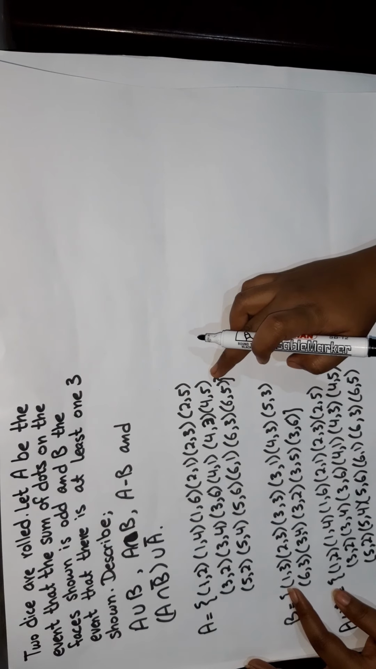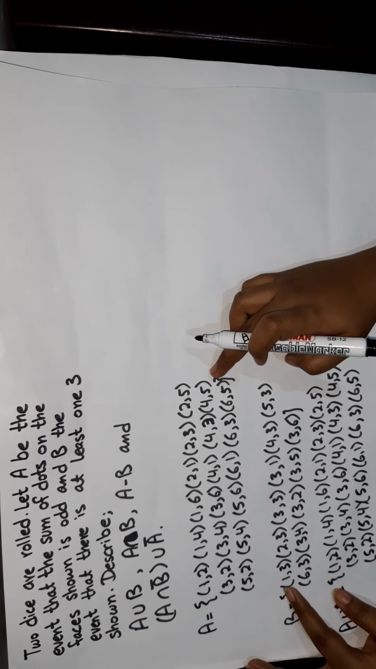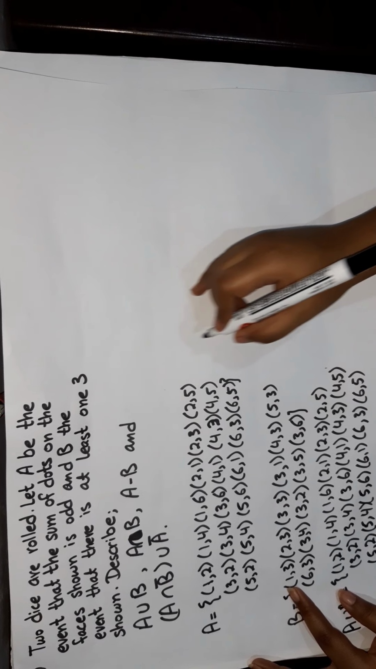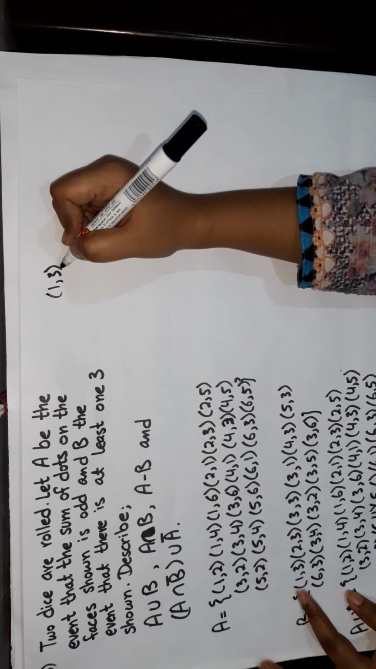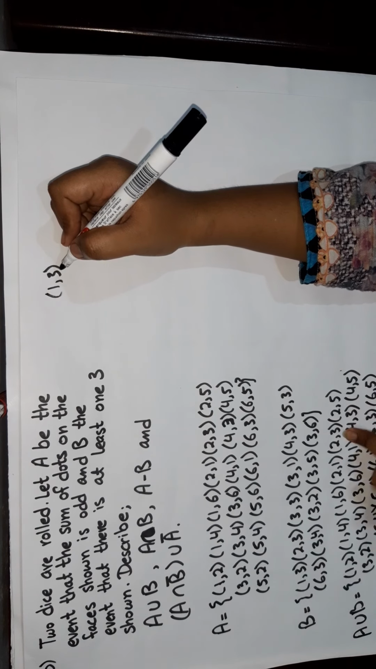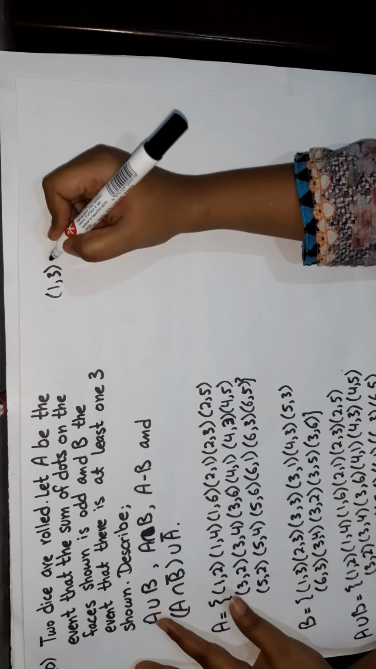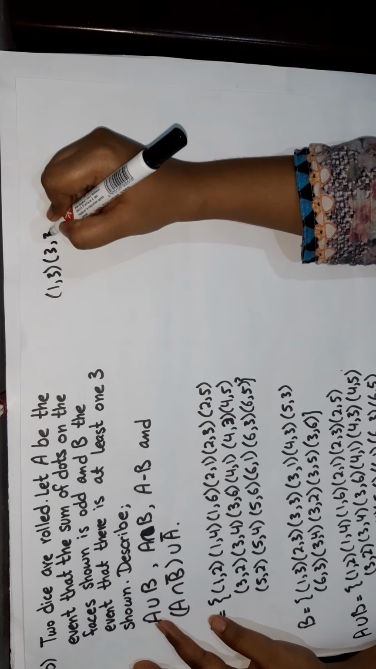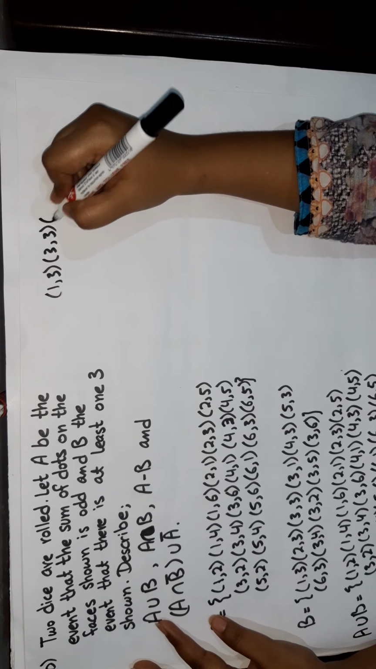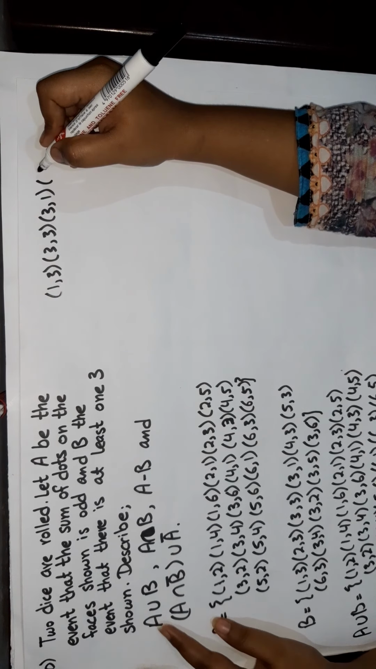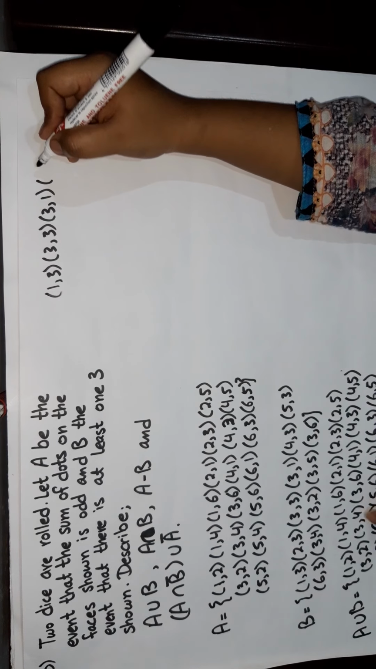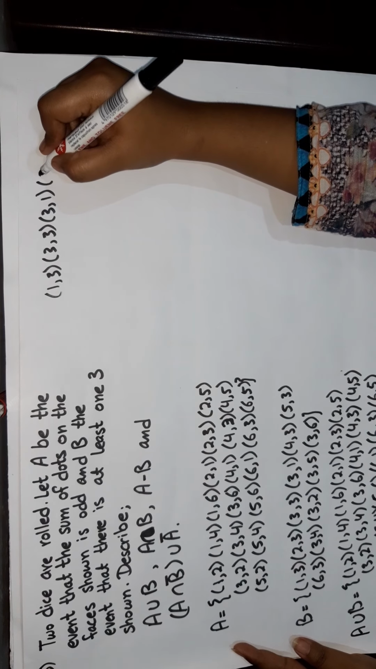Okay, now 1 3 is not present in event A, so we will write here 1 3. But 2 3 is already present in A, so we will not rewrite it again. 3 3 we will write here. 3 1. 3 4 is already present here, so we are not going to write 3 4 again.